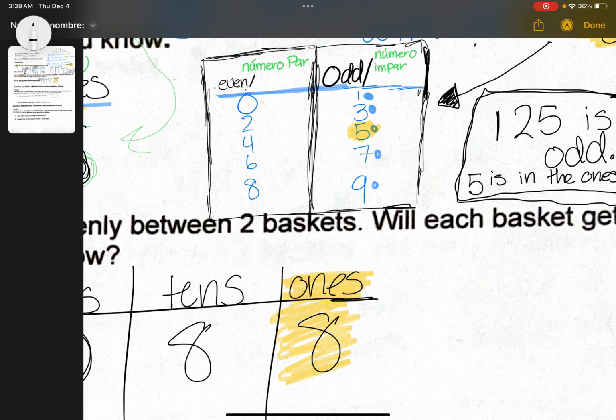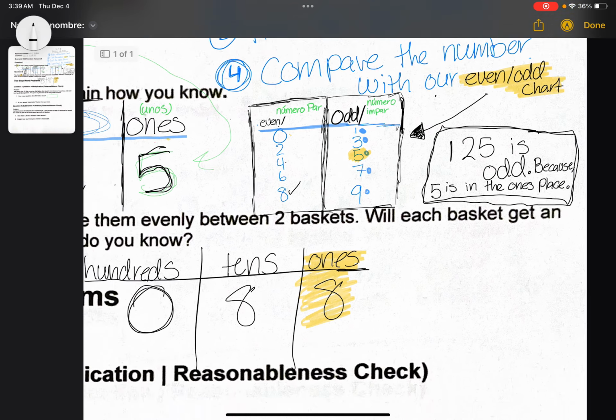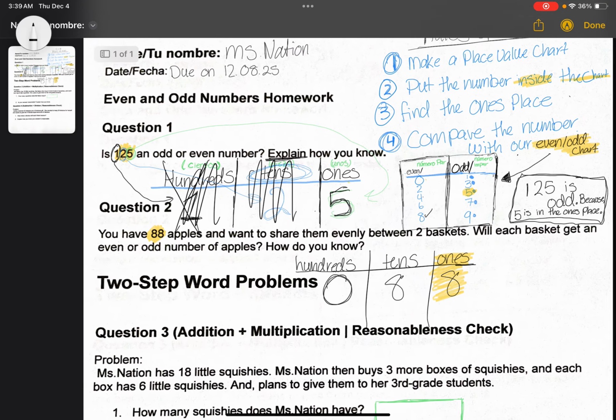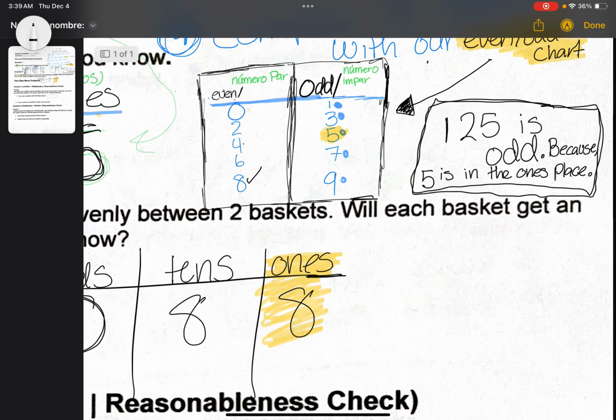And now we're going to look at our evens chart. Let's see if 8 is in our evens chart. We have 0, 2, 4, 6, and 8. Okay, so we see 8 is under even, but let's check the odds to make sure we're correct. Odd has 1, 3, 5, 7, and 9. I don't see 8 anywhere in the odd side, so we have to assume that 8 is in the even side. So that means 88 is an even number.